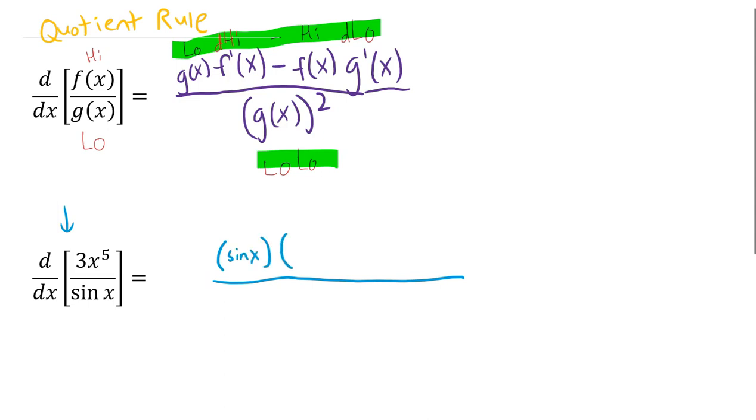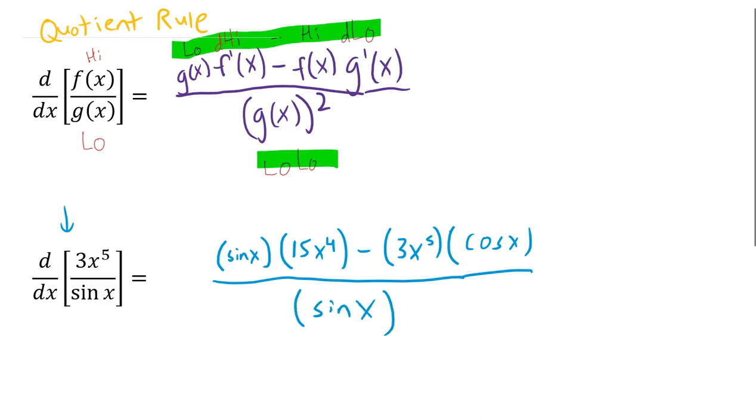d high, the derivative of the top, which would be 15x to the 4, minus high, so the top, d low, the derivative of the bottom, the derivative of sine is cosine, all over low squared, all over low low. So I don't do the derivative, I just do low, but I square it. And this could simplify, but that doesn't matter. Low d high minus high d low over low squared.